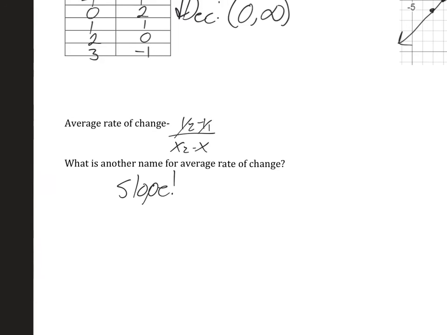Real quick, average rate of change is just your slope. So it's what we were looking for before, y2 minus y1 over x2 minus x1. And then what's another name? It is the slope. Okay, so we're done with this lesson, and then I'm going to go ahead and start the next lesson on the next video.